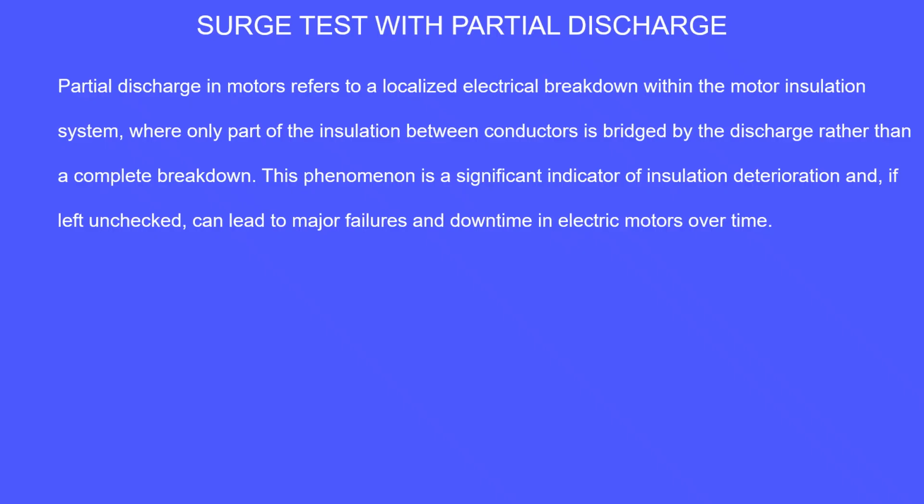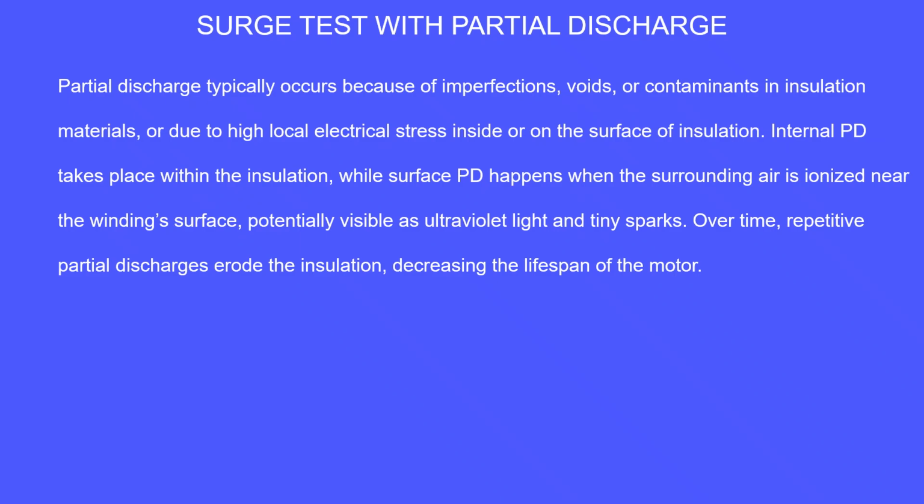Partial discharge typically occurs because of imperfections, voids, or contaminants in insulation materials, or due to high local electrical stress inside or on the surface of insulation. Internal PD takes place within the insulation, while surface PD happens when the surrounding air is ionized near the winding surface, potentially visible as ultraviolet light and tiny sparks. Over time, repetitive partial discharges erode the insulation, decreasing the lifespan of the motor.